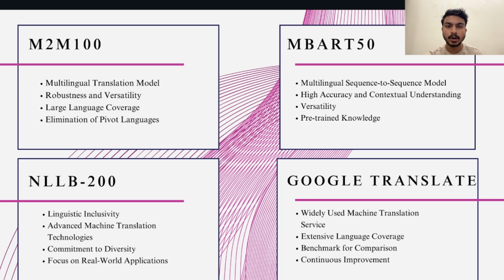No Language Left Behind 200. Linguistic inclusivity. This model focuses on supporting a wide range of languages. Advanced machine translation technologies. NLLB-200 uses cutting-edge techniques to deliver the best possible results. Commitment to diversity. Similar to linguistic inclusivity, NLLB-200 prioritizes supporting a variety of languages and cultures. Focus on real-world applications. This model is designed to be practical and useful for everyday translation needs.